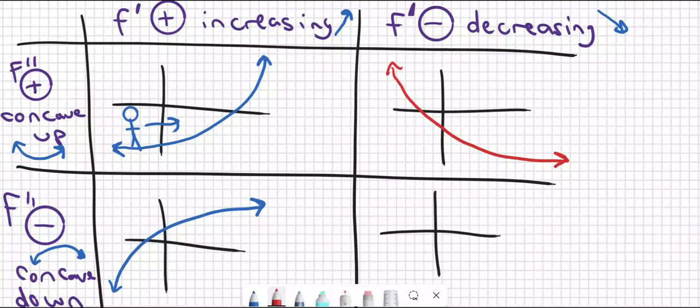And so then our last option here is decreasing concave down. It still has to go downhill, but it has to be concave down. So it's downhill and it's getting steeper as it goes.